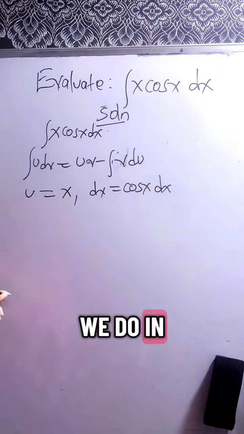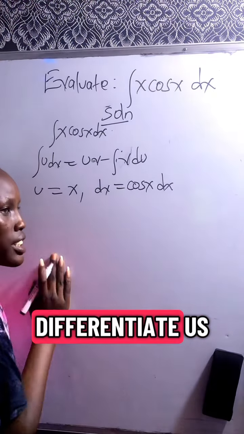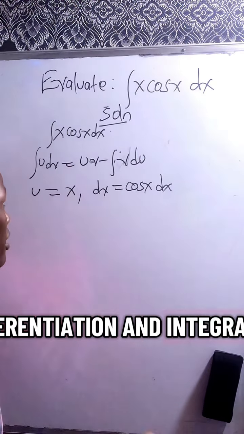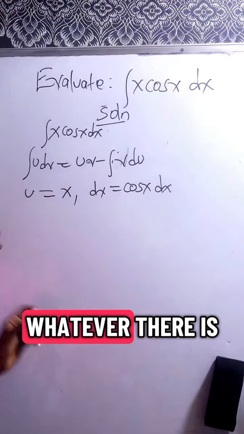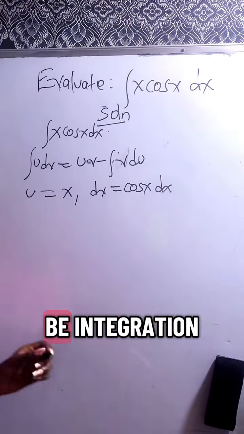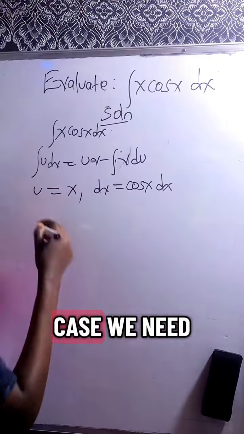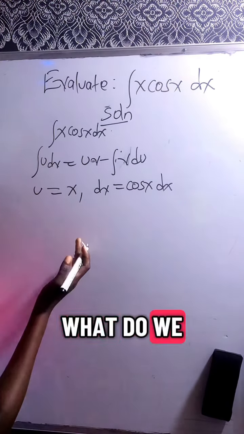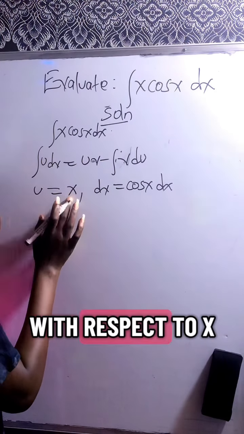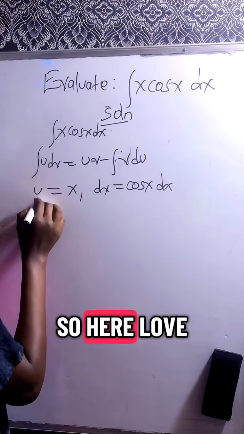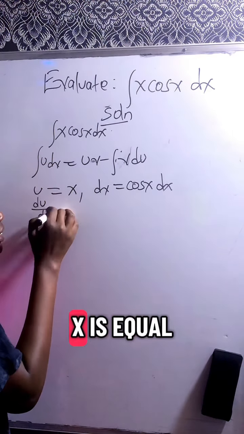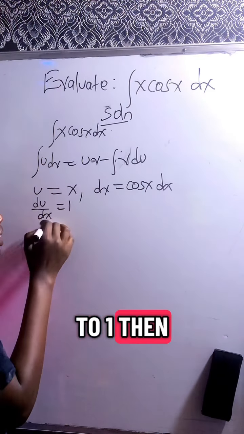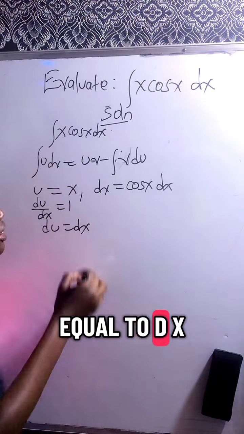So what do we do in this case? We need to differentiate. As differentiation and integration move together, wherever there is differentiation, there must be integration. So in this case, we need to differentiate. When we differentiate this one, what do we get? We differentiate with respect to x. So here I'll have du over dx is equal to 1.